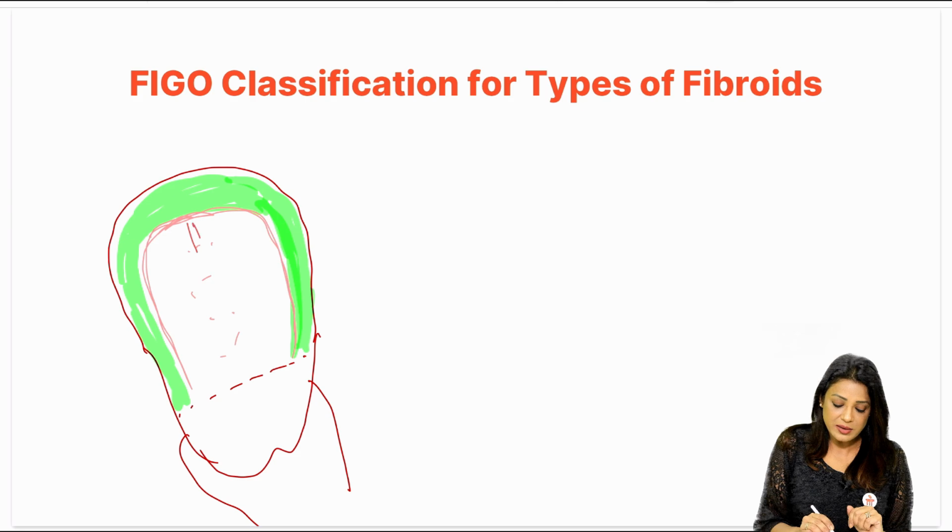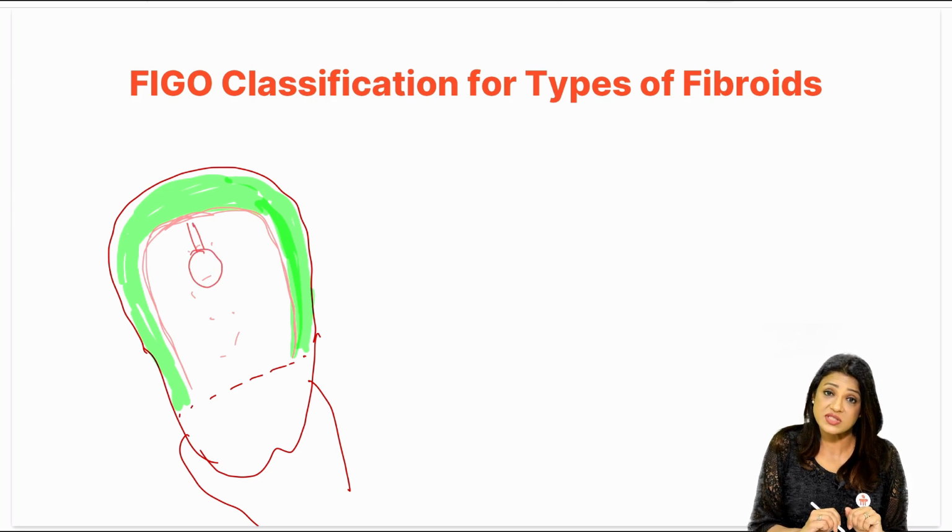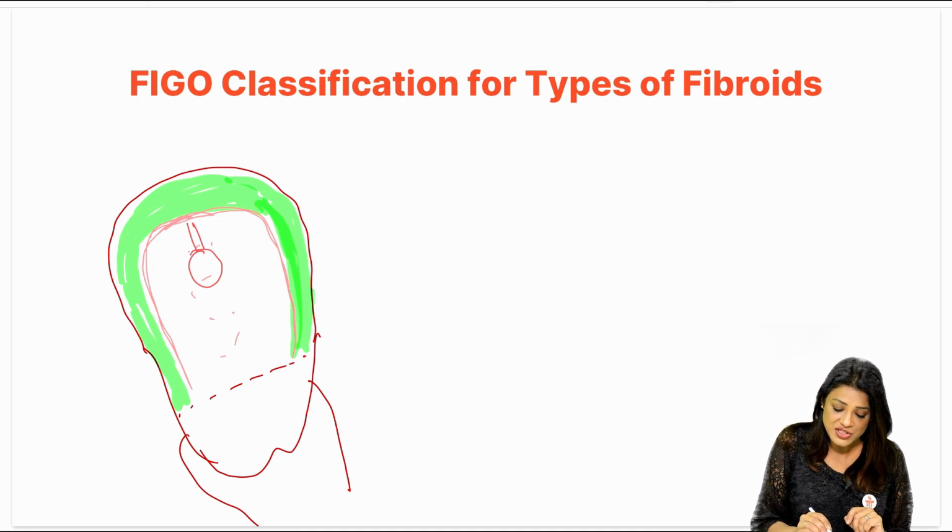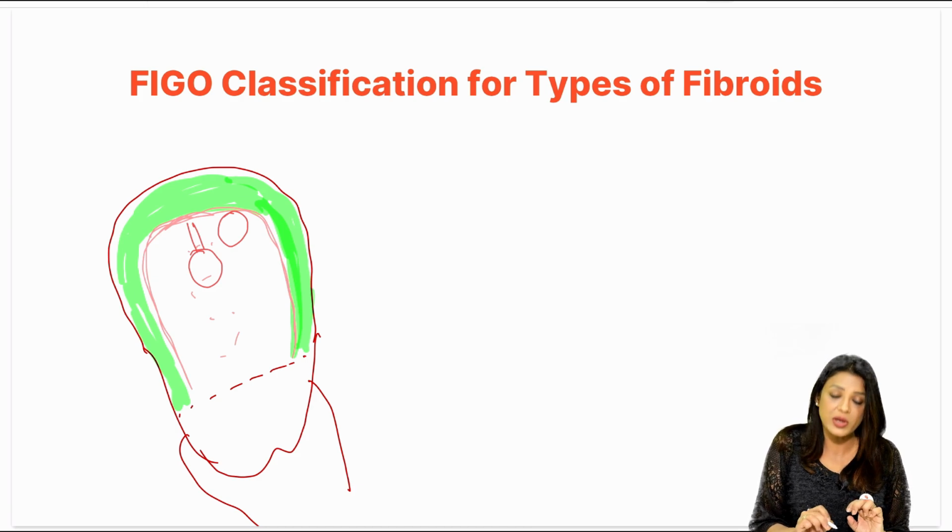So I'm drawing the first classification of FIGO, that is 0. Okay, this is FIGO 0. That is a fibroid which is hanging totally inside the cavity. It has no intramural component. This is 0. Then imagine this same fibroid being like this. This is again 0 because it has no intramural component.